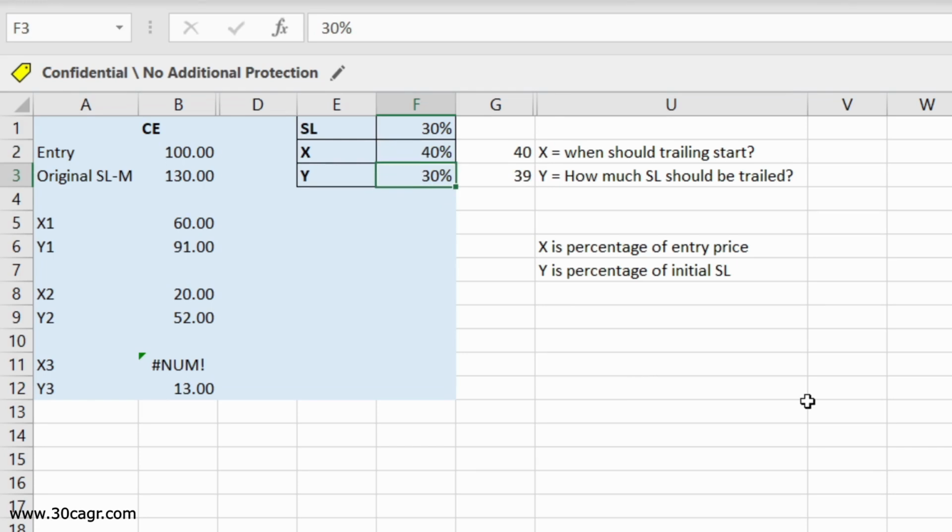Now, one other point to remember here is Y cannot be greater than X. If Y is greater than X, then you might end up in a state where your stop loss is below your current market price, which is not possible, right? So just ensure that your Y value is always lesser than X.